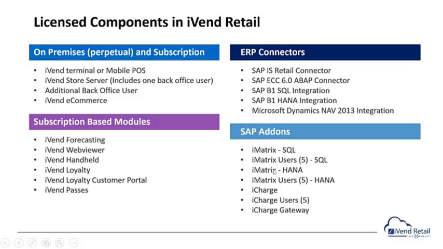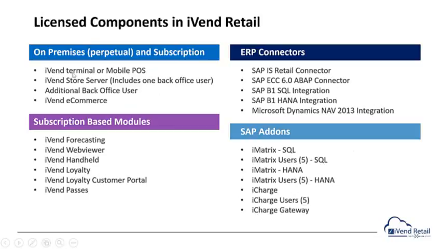As I said, broadly, the licensed components in iVend Retail could be categorized into 3 broad categories. Though you see 4 boxes here, essentially imagine these to be just 3 of them. Certain modules are licensed in both perpetual and subscription mode. I would be using on-premise and perpetual interchangeably. Some of the modules are only subscription based, and some of the other modules, typically SAP add-ons, are only on perpetual licensing. So the three categories are: on-premise, perpetual and subscription; only subscription; and only perpetual model of licensing. These are the broad categories.